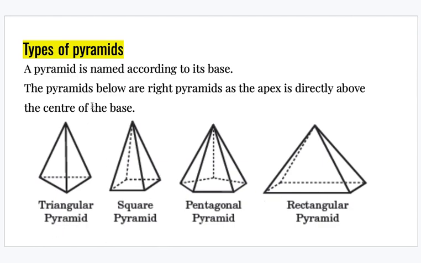So the pyramids below are right pyramids, as the apex, which is the sharp point, is directly above the center of the base. This is a triangular pyramid because we have the triangle as the base. And this is a square pyramid, pentagonal pyramid, and rectangular pyramid.